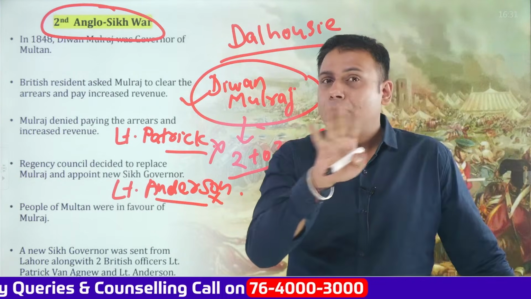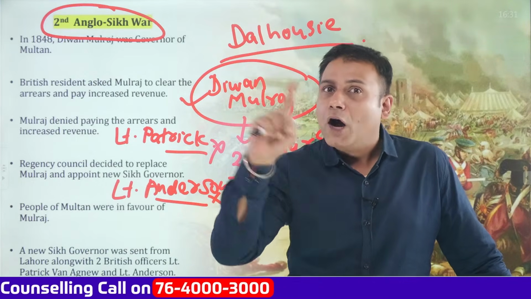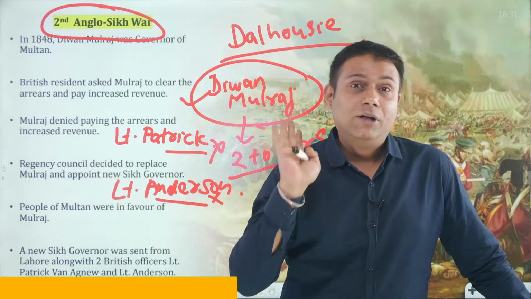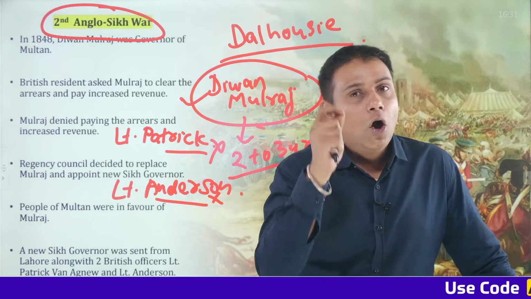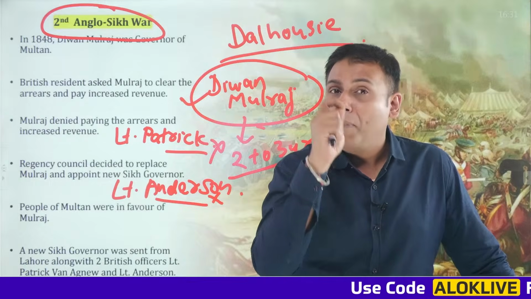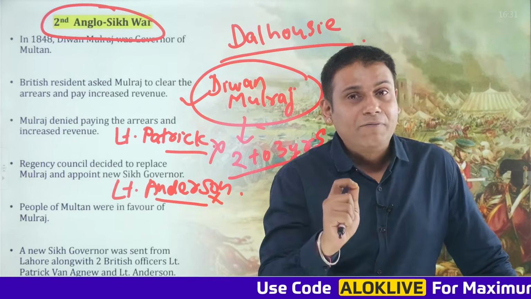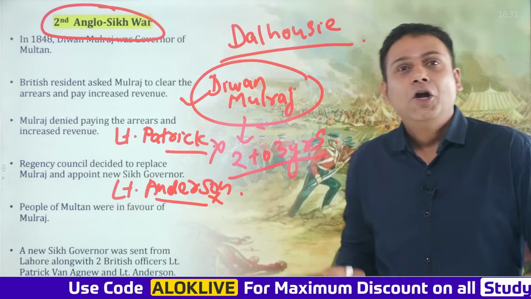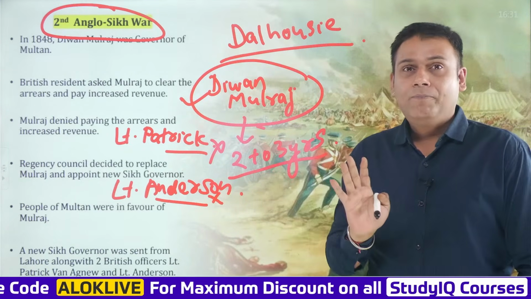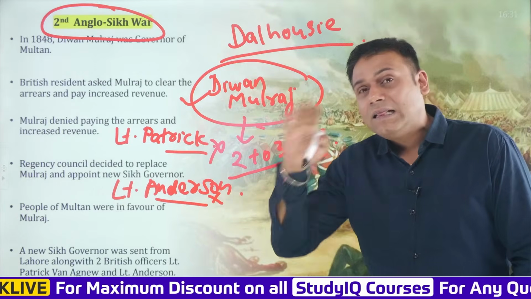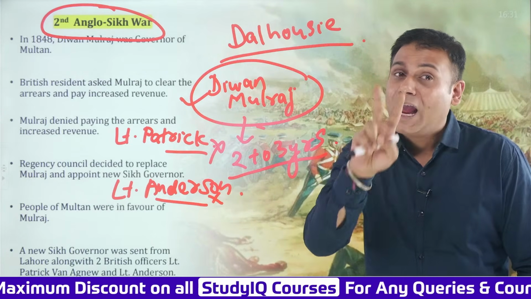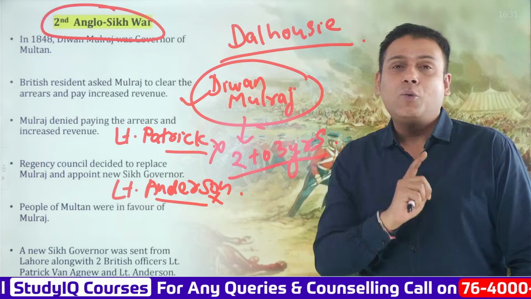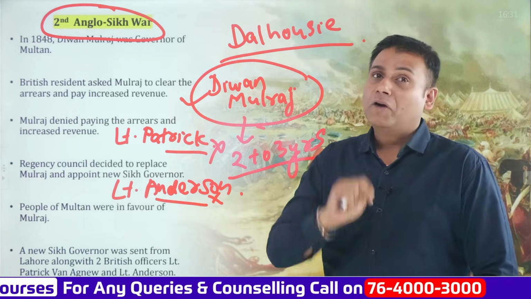At this point of time, Lord Dalhousie was the Governor General, and Lord Dalhousie comes to know about this. Immediately, Lord Dalhousie decided that he is going to wipe out the threat of Diwan Mool Raj once and for all. He decided to conquer and annex the region of Punjab, and this culminated into the Second Anglo-Sikh War.